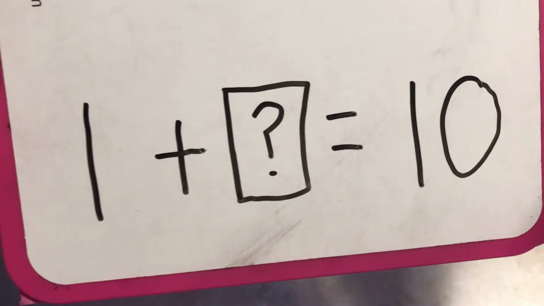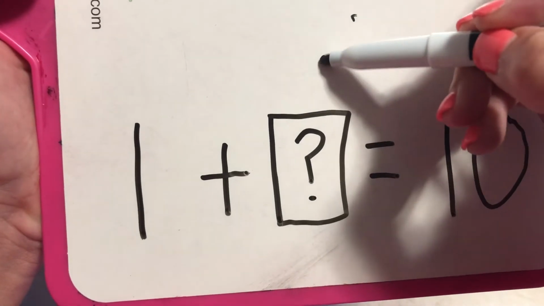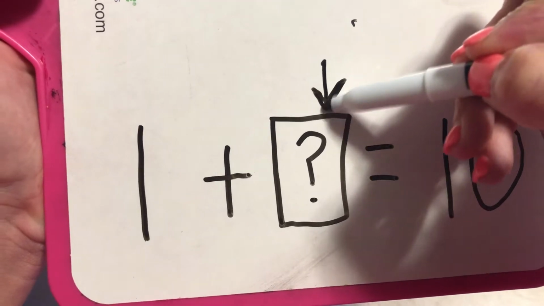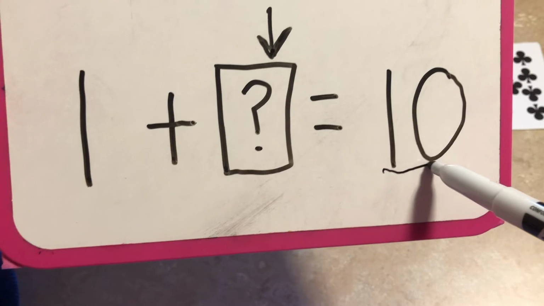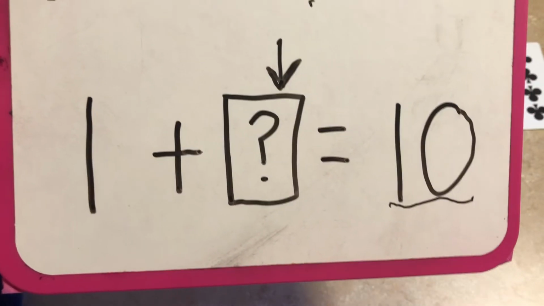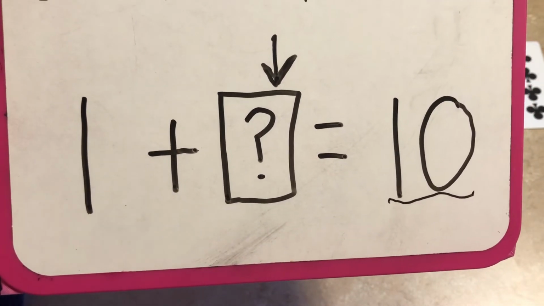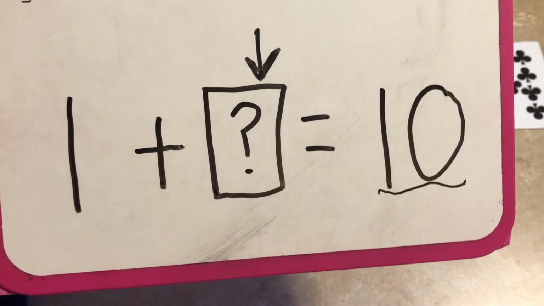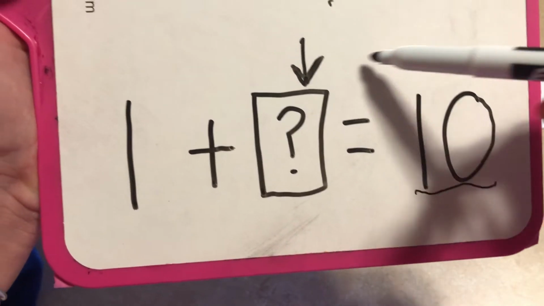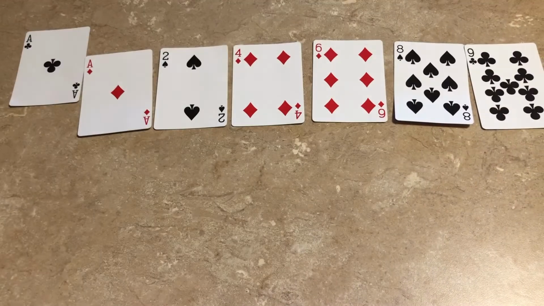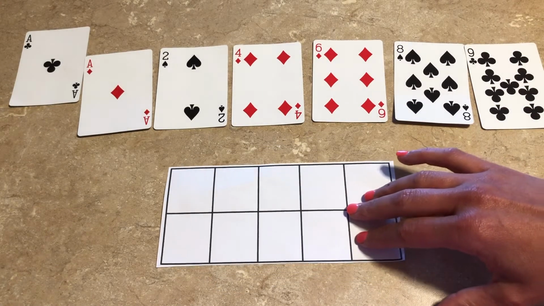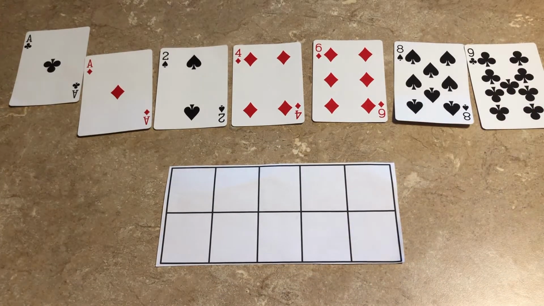Well, to find this missing number, this unknown number, I know that I can start with my whole number and I can take away or subtract the one, the part that I know, to figure out what this missing number is. So I might use my tens frame strategy, and I'm going to build 10 on my 10 frame.